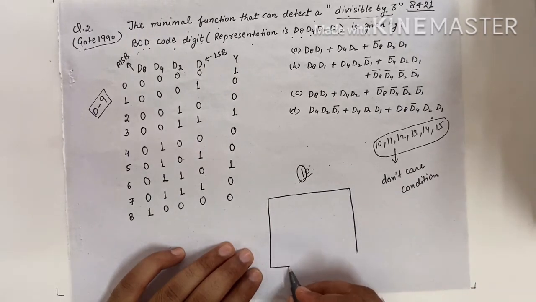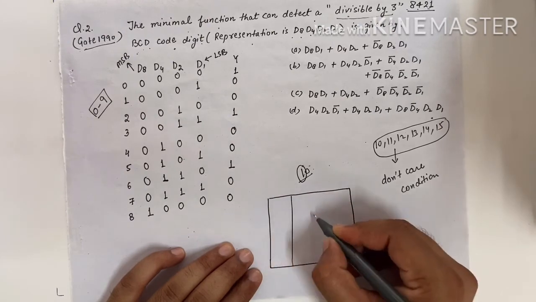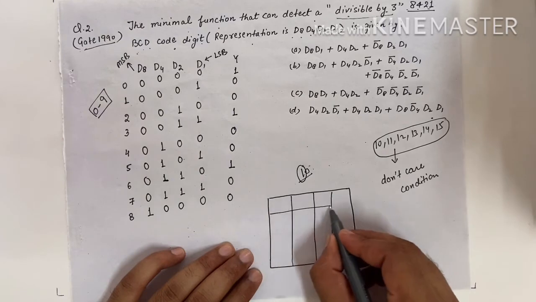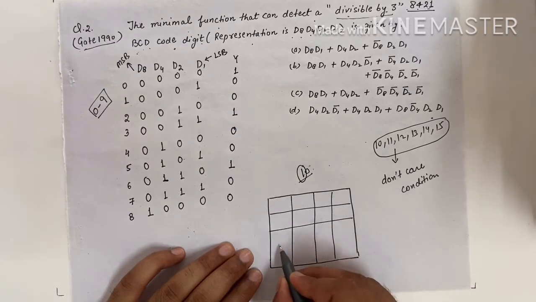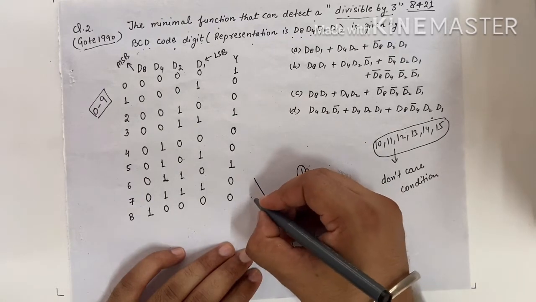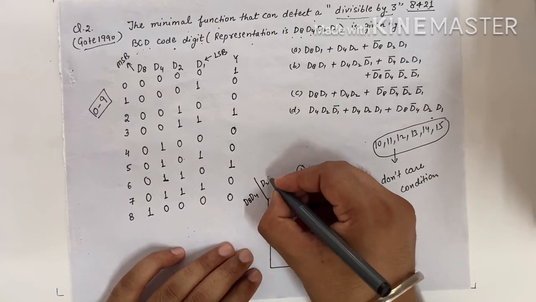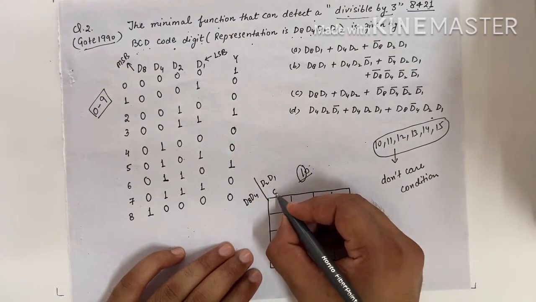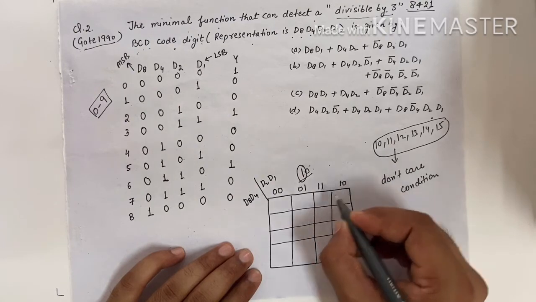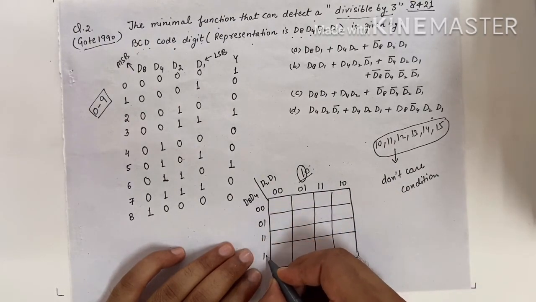Okay, one by one we can make it. Suppose this is the 4 variable K-map. We have to write here D8, D4, D2 and D1. Here we can write 00, 01, 11, 10. Here we can write 00, 01, 11 and 10.